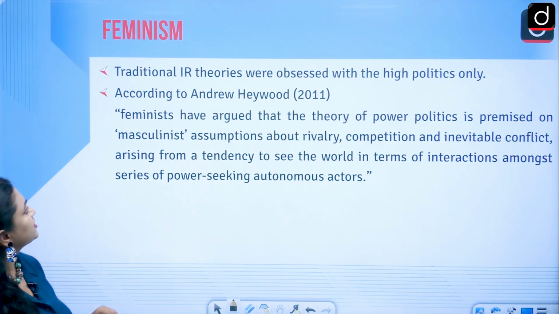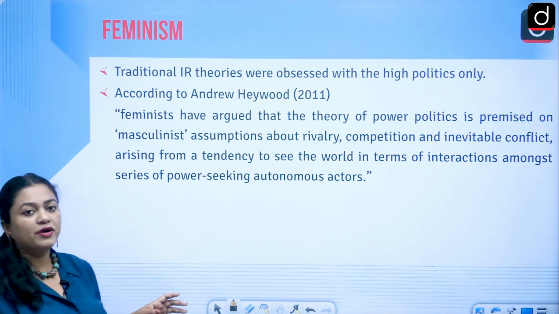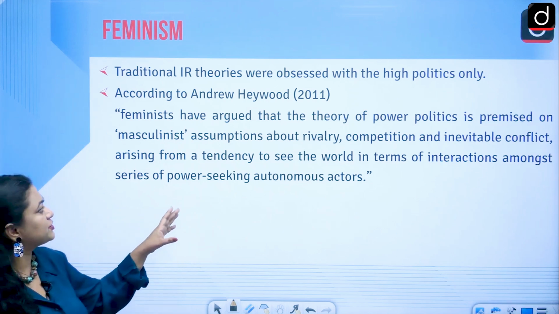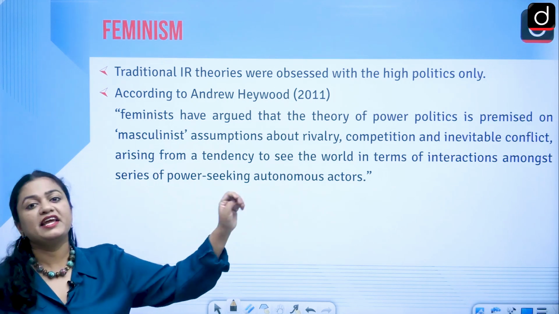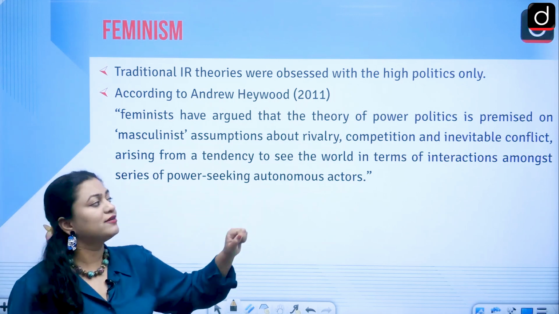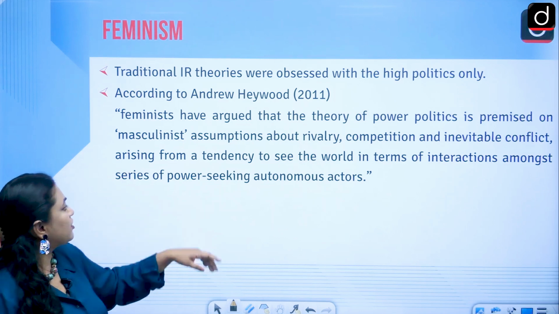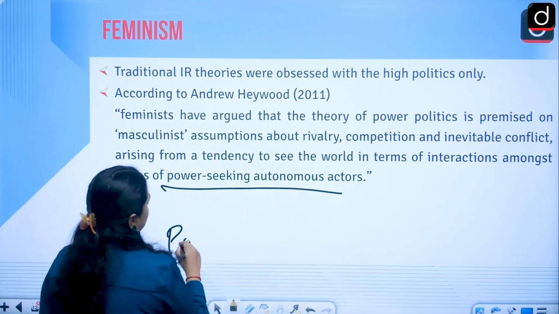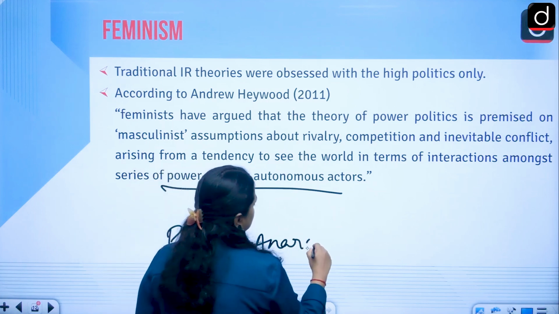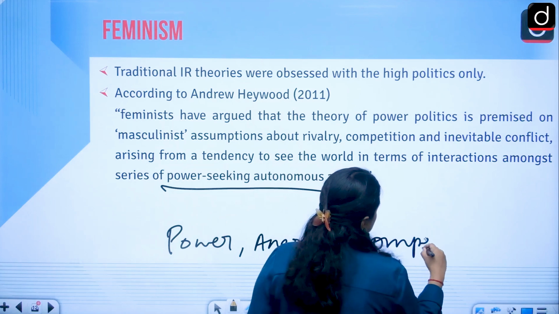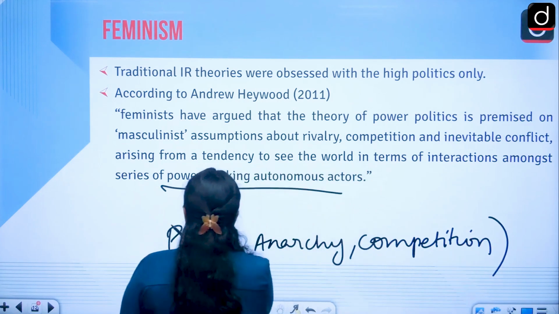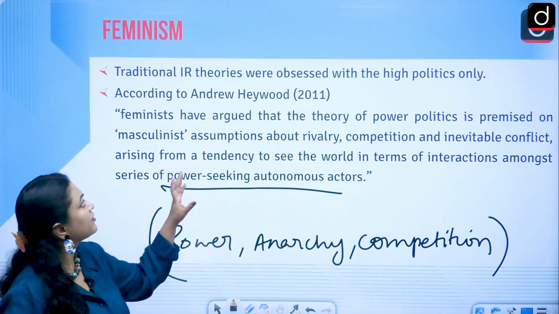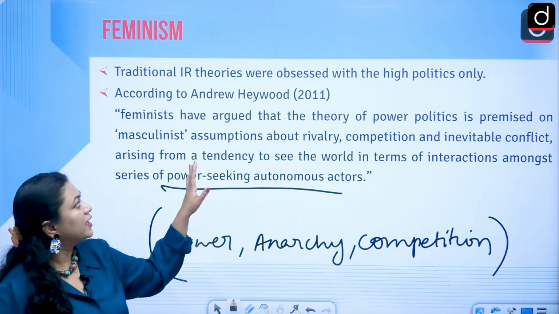Now, traditional international relations theories were obsessed with high politics only. According to Andrew Heywood, feminists have argued that the theory of power politics is premised on masculinist assumptions about rivalry, competition, and inevitable conflict, arising from a tendency to see the world in terms of interactions amongst a series of power-seeking autonomous actors. So, they are only concerned with the concepts of power, anarchy, competition. Okay. So, there is a kind of obsession that you can find here. That is the reason why traditional international relations theories have been obsessed with high politics.